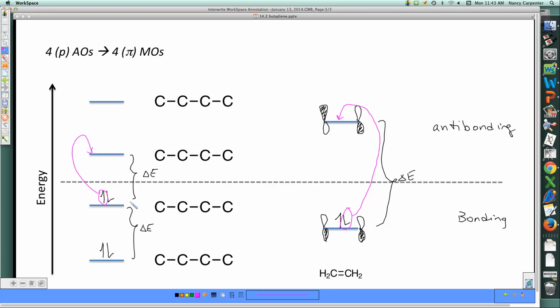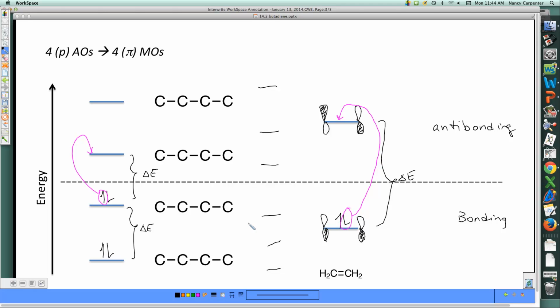So promotion from pi to pi star, no big deal, a very small energy gap, and as we get more and more conjugated, say a hexatriene, for example, that gap gets smaller and smaller. This is not a very good drawing, of course. So that is the story of the molecular orbital diagram for butadiene.